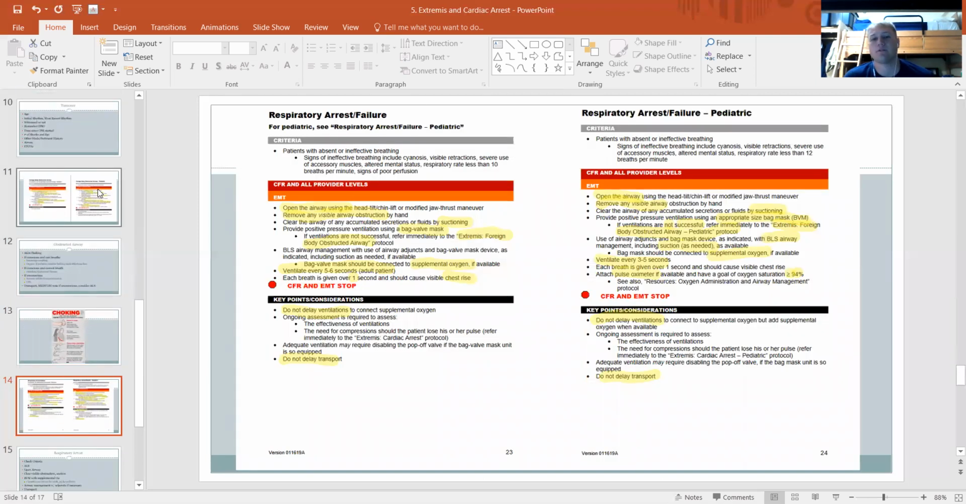And then next, we're going to respiratory arrest and failure. So the criteria for respiratory arrest and failure is patients with absent or ineffective breathing. And these signs can include cyanosis, visible retractions, severe use of accessory muscles, AMS, respiratory rate of less than 10 breaths per minute, signs of poor perfusion.